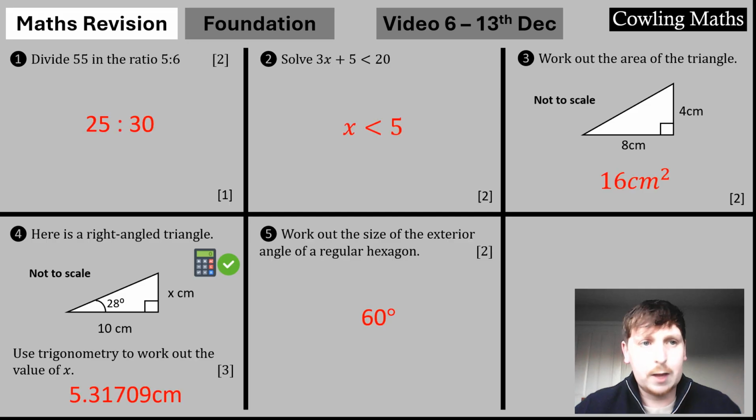Okay. Right, the first question, final answer is 25 to 30. That'll be 2 marks. Question 2, x is less than 5, 2 marks, but you must show your working out. Question 3, 16 centimetres squared, again 2 marks, must show your working out. Question 4, something like 5.31709 centimetres. If you've rounded that to 2 decimal places, that would be 5.32 centimetres. 3 marks for that one. And question 5, work out the size of the exterior angle of a regular hexagon. The answer is 60 degrees.